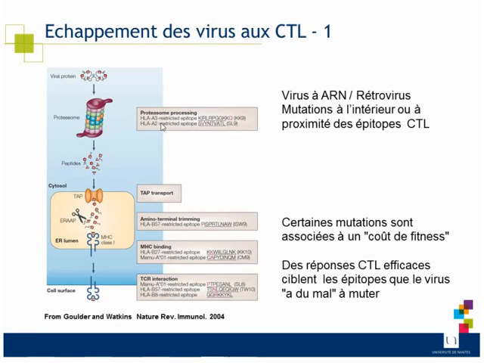either because they avoid proteasomal processing, or they can prevent TAP transport, or they can prevent the processing of the epitope in the endoplasmic reticulum. Some mutations can prevent binding of the epitope to the HLA class 1 molecule, and some of them can prevent interactions between the peptide HLA complex and the TCR of the CTL. Okay, so mutations in or around CTL epitopes can allow these viruses to escape from CTL.